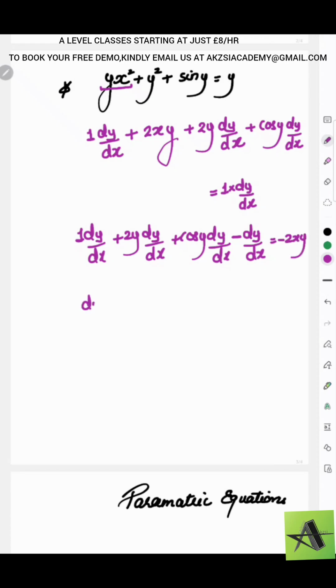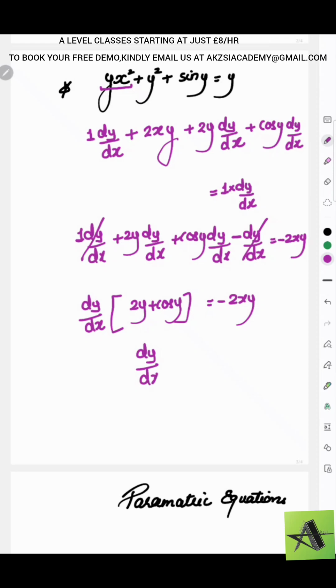So this will become dy over dx. This will be cancelled out, obviously. This will become 0. And this will become 2y plus cos y, is equal to minus 2xy. And finally, dividing both sides by 2y plus cos y, our final differentiation is dy over dx is minus 2xy over 2y plus cos y. And this is how you can differentiate any implicit function.